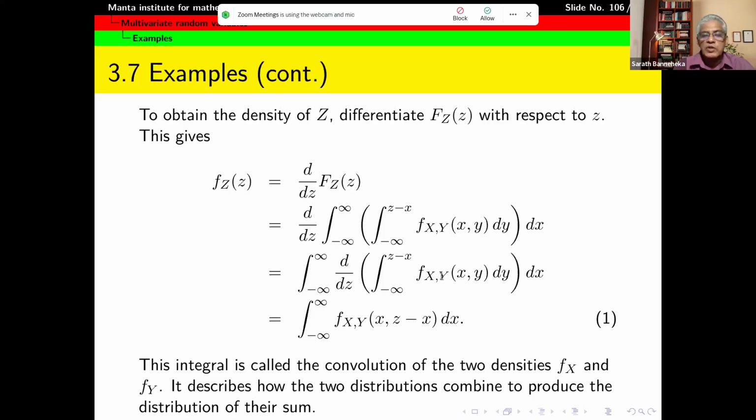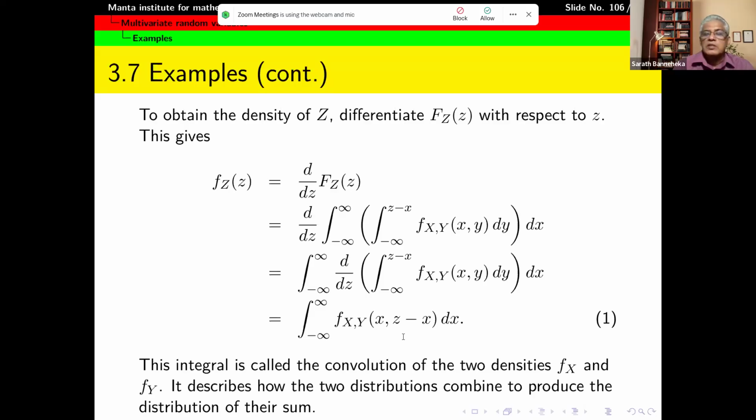That will be this function evaluated at this value for y. We have to substitute for y, but x will be kept fixed. Right. So this part becomes this from the fundamental theorem of calculus. And so this is the expression that you can get as one expression for the density function of Z in general.